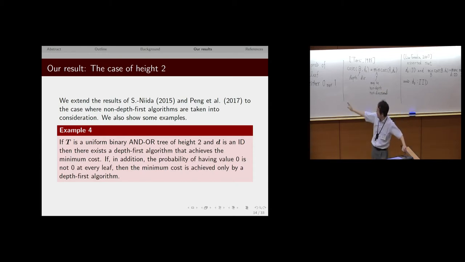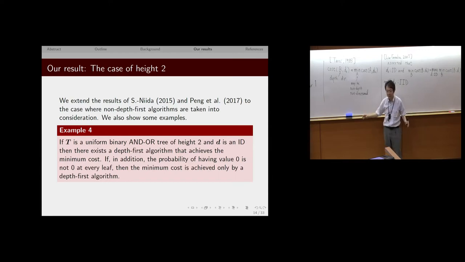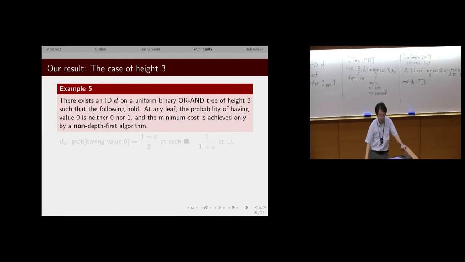However, this is particular to the case of height 2. At height 3, there is a tree without a best depth-first algorithm. In a 1983 paper, Tarsi already showed such an example, but his example is not uniform. But we can show a uniform tree with such a property. That is, the next example: there exists an independent distribution D on a uniform binary AND-OR tree of height 3, such that at any leaf, the probability of having value 0 is neither 0 nor 1, and the minimum cost is achieved only by a non-depth-first algorithm.